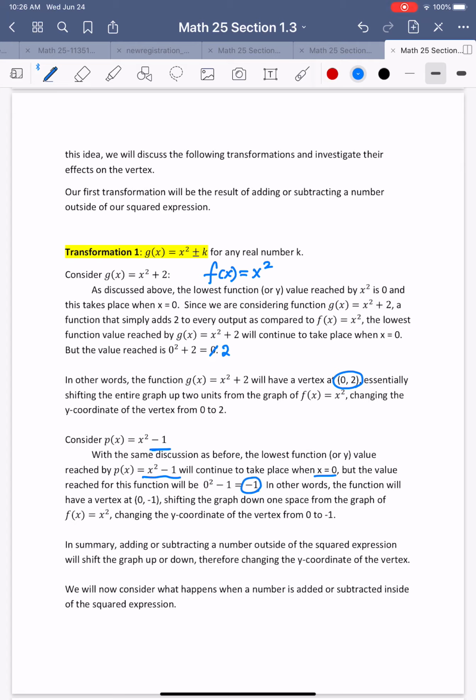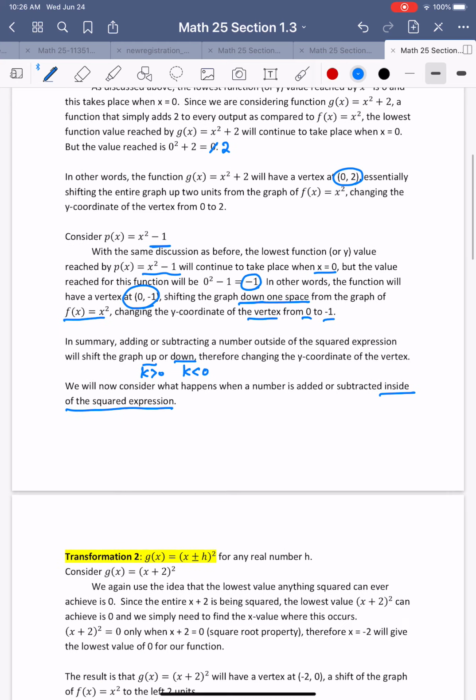In other words, the function will have a vertex at (0, negative 1), shifting the graph down 1 unit from the graph of f of x equals x squared, so the vertex moves from 0 to negative 1. In summary, adding or subtracting a number outside the square expression will shift the graph up or down. If k is positive, it goes up; if k is negative, it goes down, therefore changing the y-coordinate of the vertex. We will now consider what happens when a number is added or subtracted inside of the square expression.